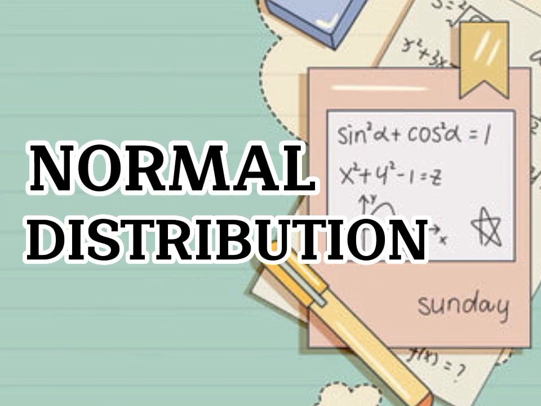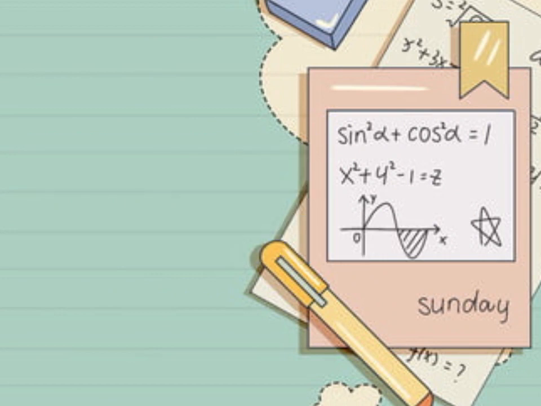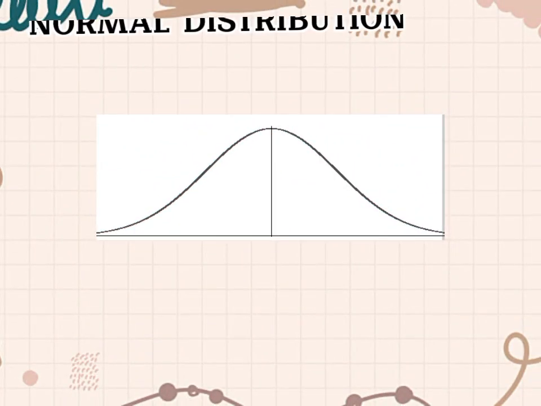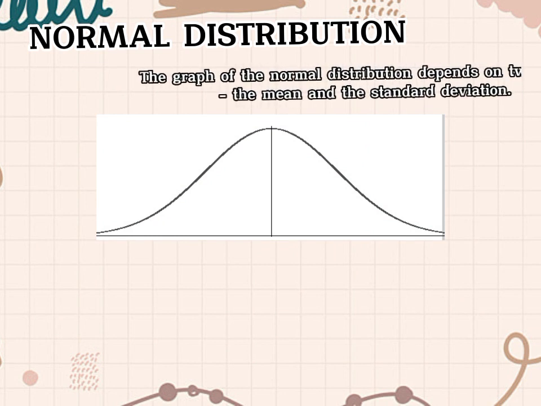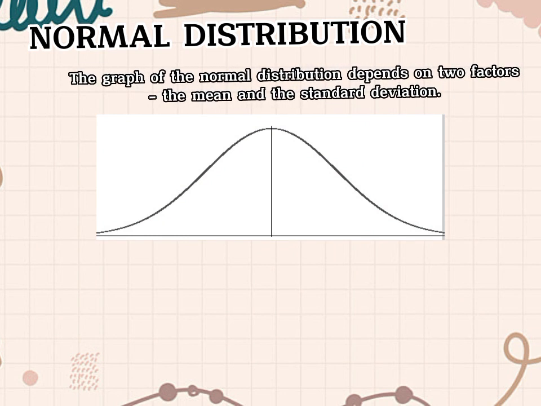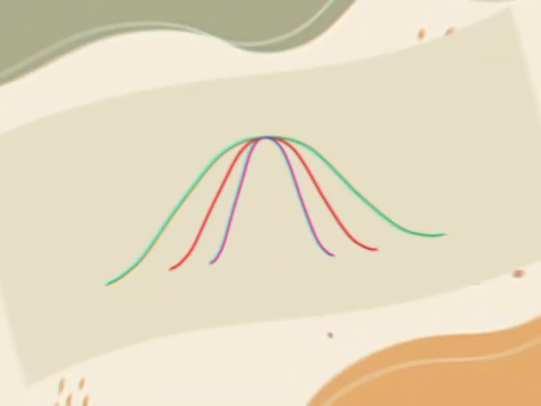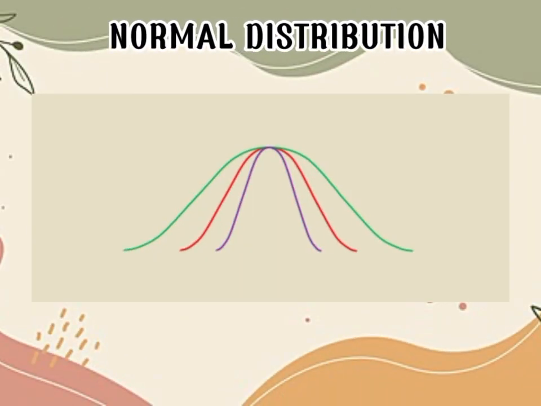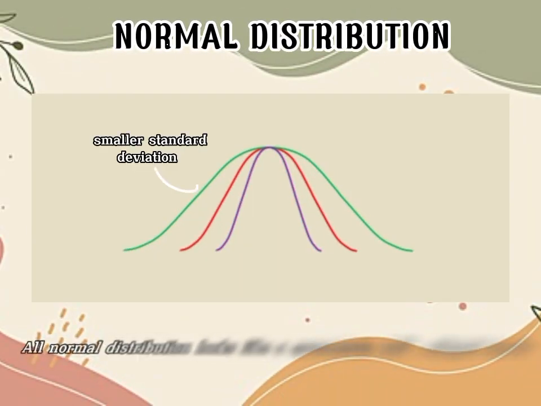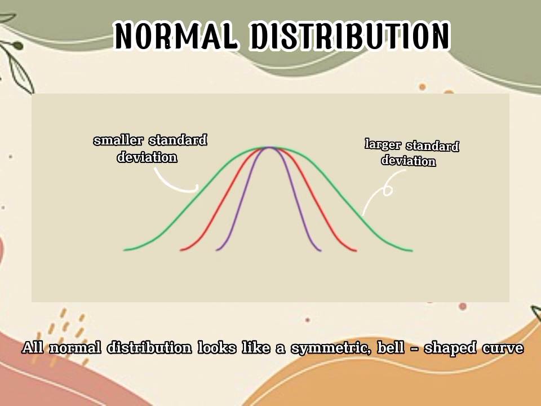Normal distribution. The graph of a normal distribution depends on two factors, the mean and the standard deviation. The mean we call mu, and sigma is the standard deviation. All normal distributions look like a symmetric bell-shaped curve. The violet one has a smaller standard deviation and the green one has the larger standard deviation.